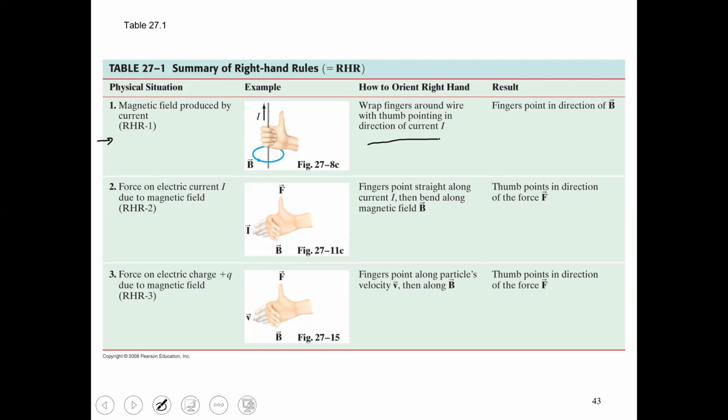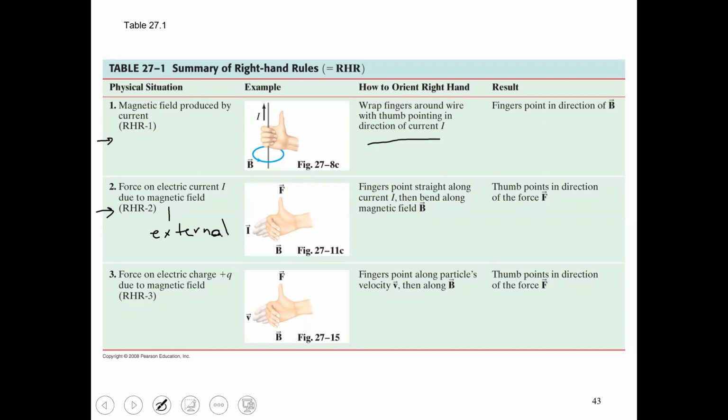Our second situation is the force on a current due to an external magnetic field. So I'm going to throw in an extra word there. So this isn't the field that this current is creating. This is an external field, a field created by something else that this current is in. So for this case, it's I times the length of the wire that's in the field, crossed with B.